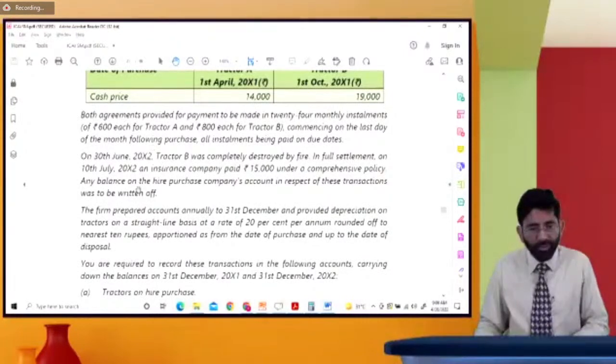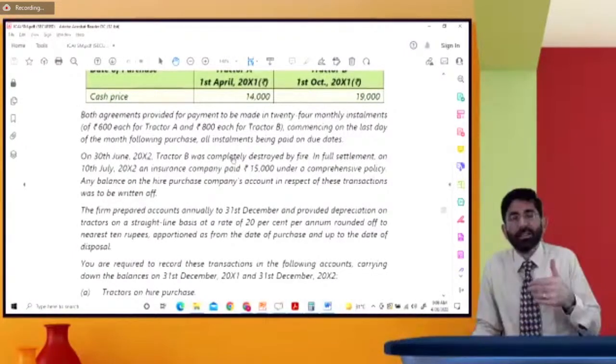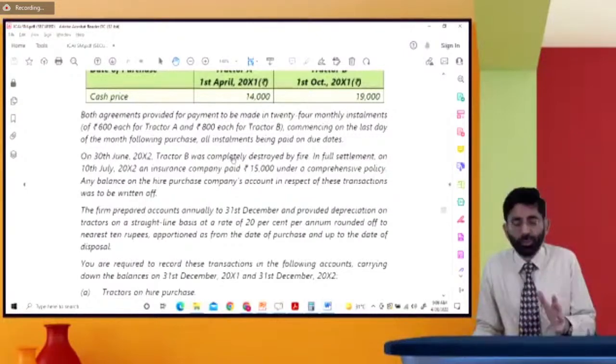See here it is. On 30th June, tractor B was completely destroyed by fire. So when an asset is destroyed by fire, it means disposed of. One and the same thing. 15,000 has been recovered in this case.